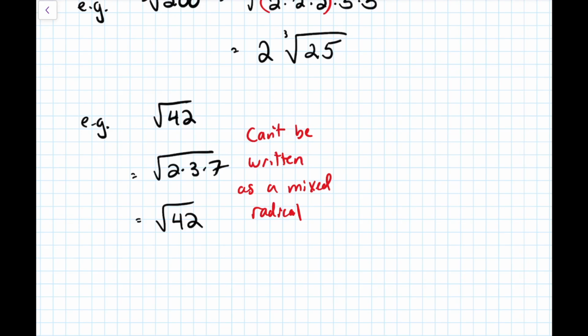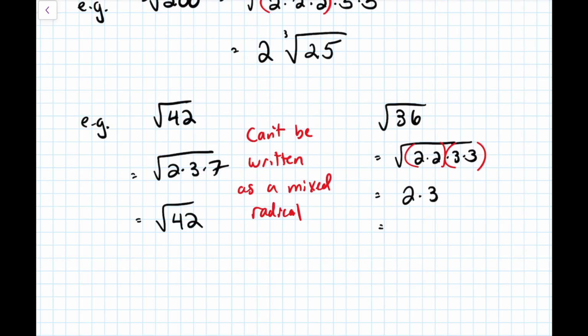And on the opposite end of the spectrum, if we wanted to do root 36, 36 breaks down into 2 2s and 2 3s. And so everything goes into a pair here, because of course 36 is a perfect square. So sometimes everything fits into a pair, sometimes nothing fits into a pair.